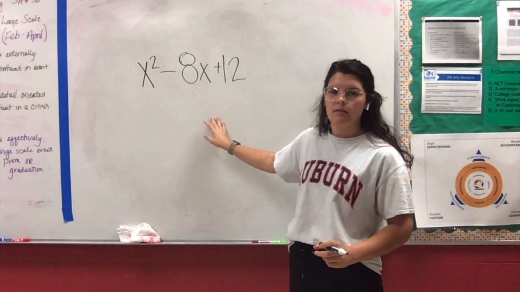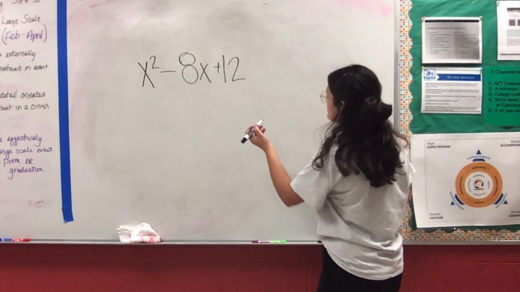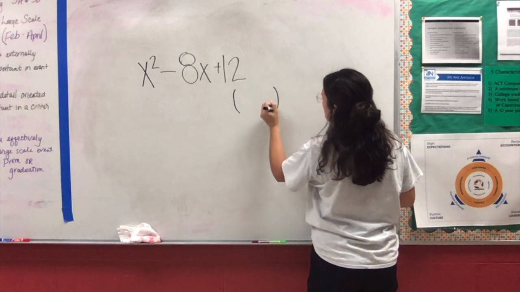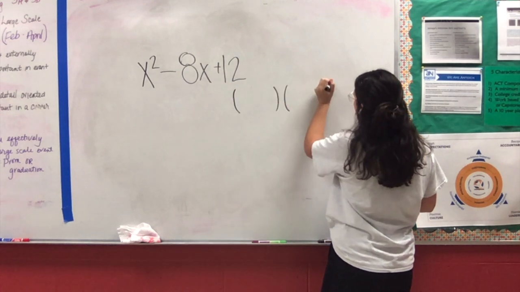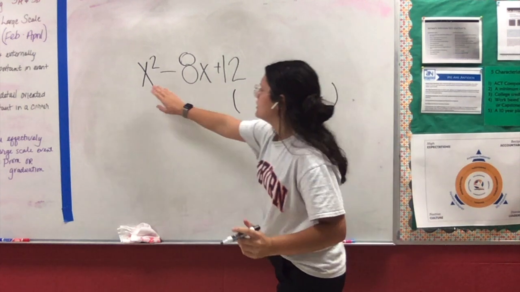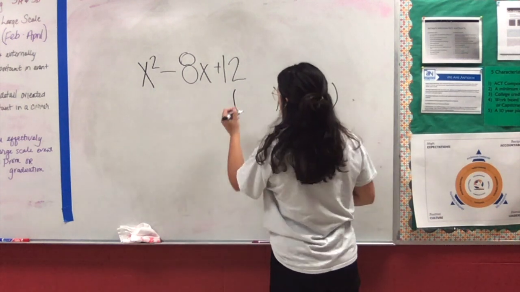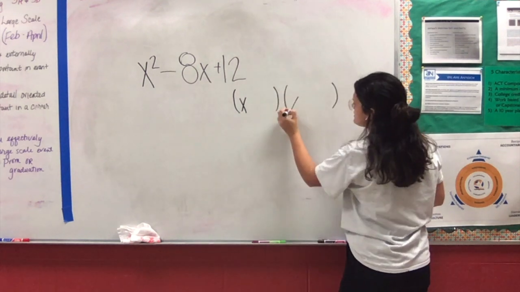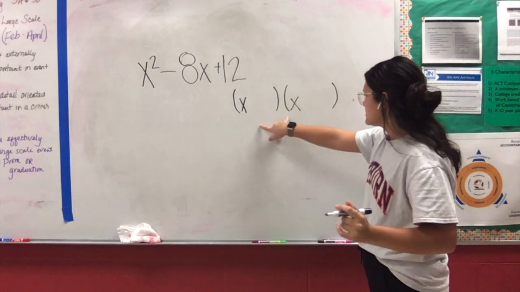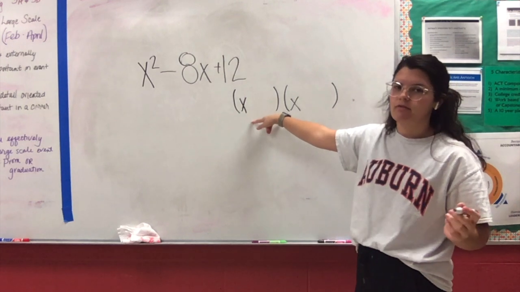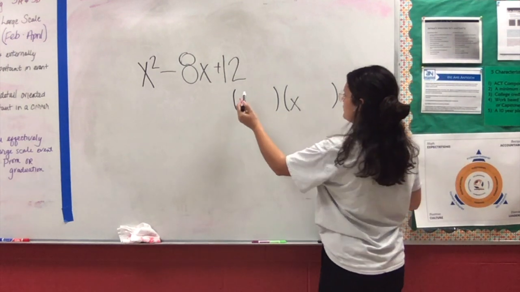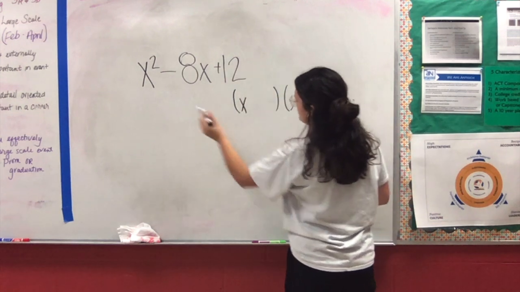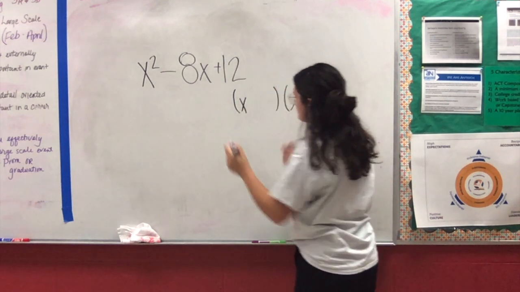So our first step is to get our sets of parentheses. Since it's a trinomial, we're going to factor it into two binomials. So we have our sets of parentheses. We're going to take this x squared and break it down into two x's. We know it's going to be two x's because when we do the FOIL method, remember you start with your firsts and you multiply your firsts together and you would get this x squared.